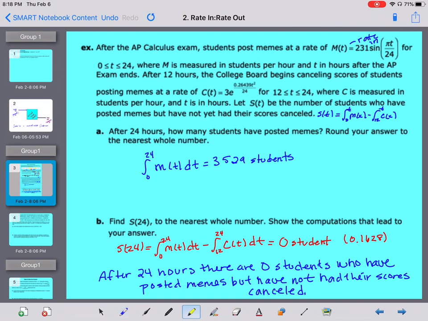Okay, I just want to make sure I have everything that I'm talking about. Okay, so posted memes but have not had their scores canceled. I know that's very long, but that's our noun. That's the subject of the problem. Our number would be 0. Okay. Our units would be students, and timestamp would be 24 hours. So we have the N, the U, and the T. Okay. Let's talk about another problem.